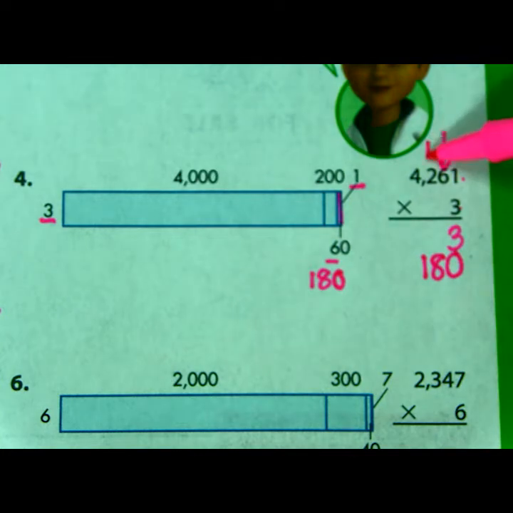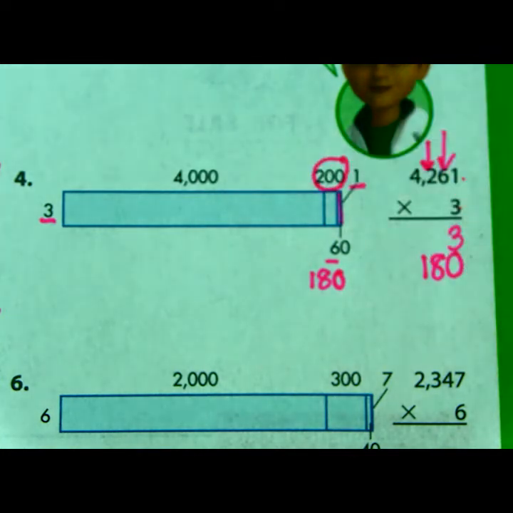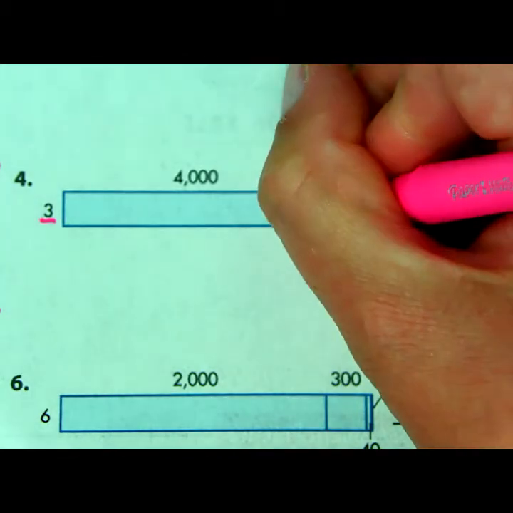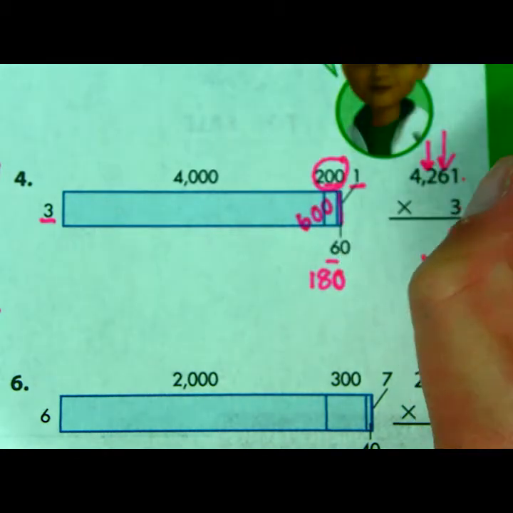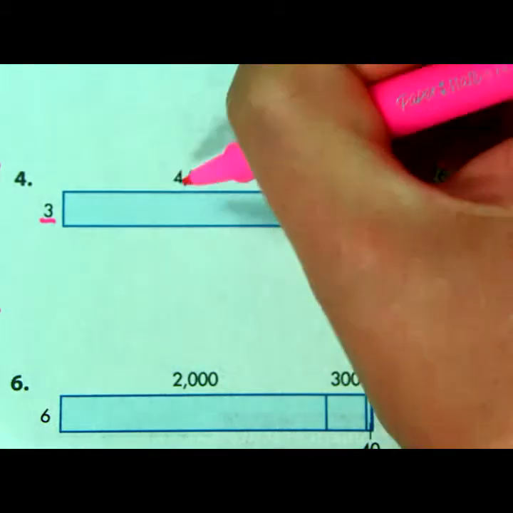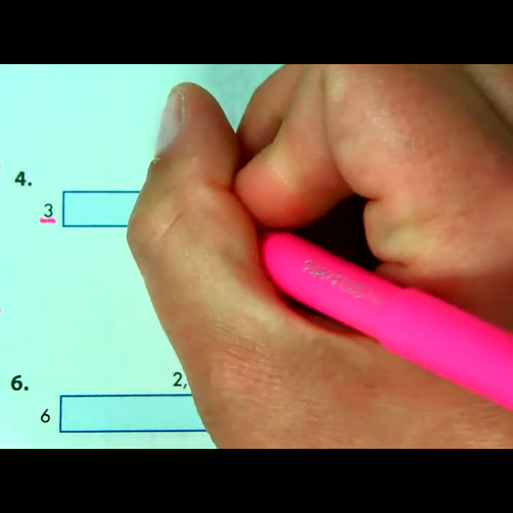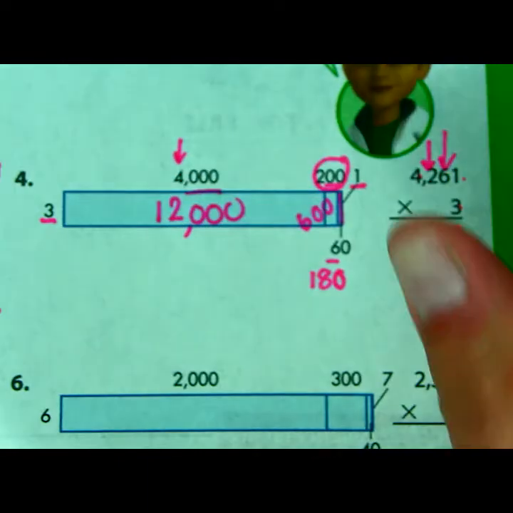Now we're going to multiply by the 2 in the hundreds place, which is represented up here. 3 times 2 is 6. But we're multiplying by 100, so that's 600. Add it here. And last but not least, 3 times the 4 in the thousands place, which has a value of 4,000. 3 times 4 is 12. Now I can fill in these remaining zeros. 12,000.